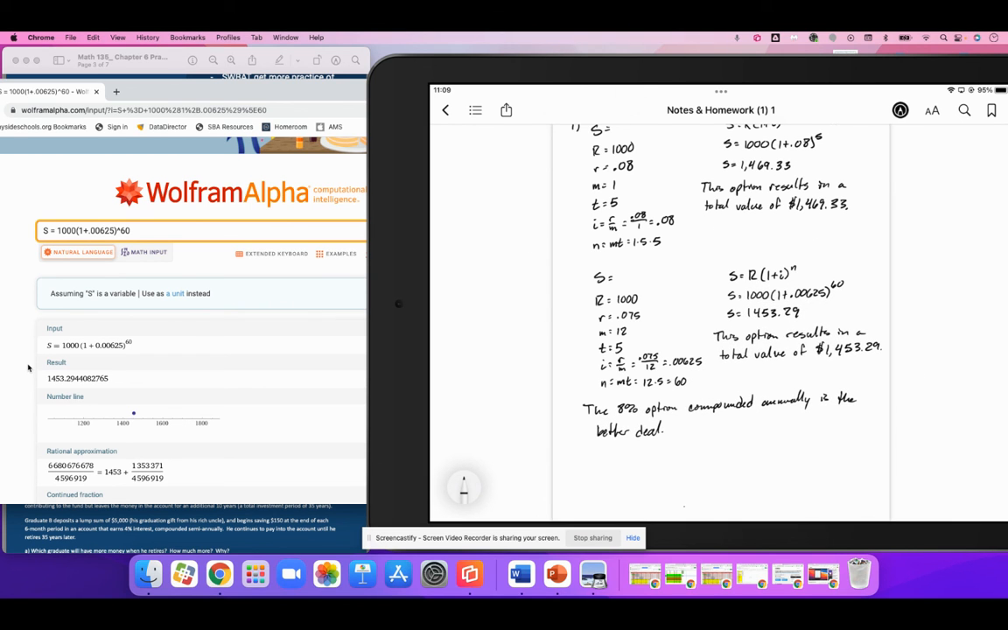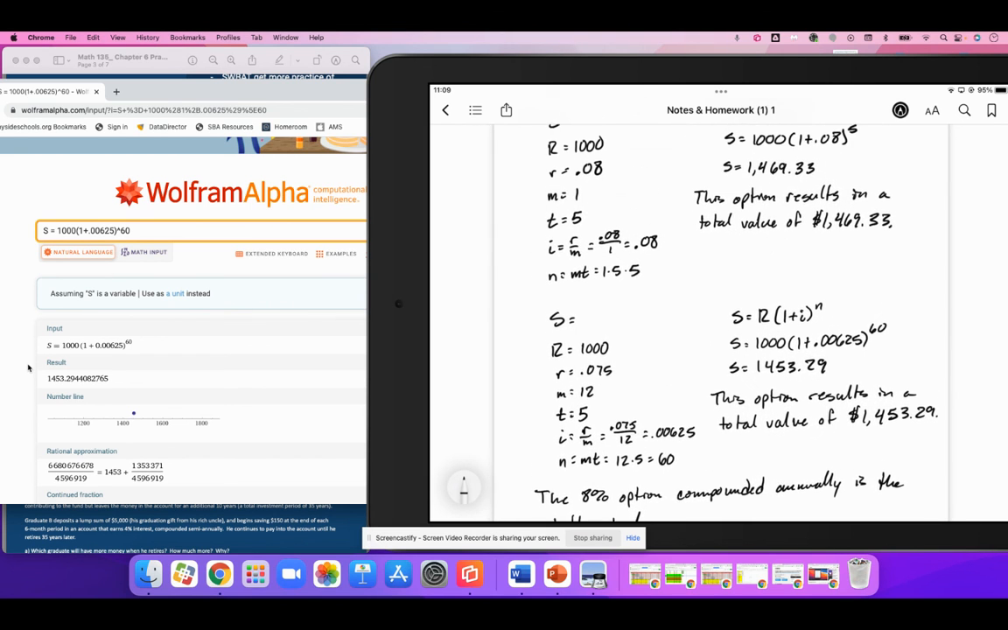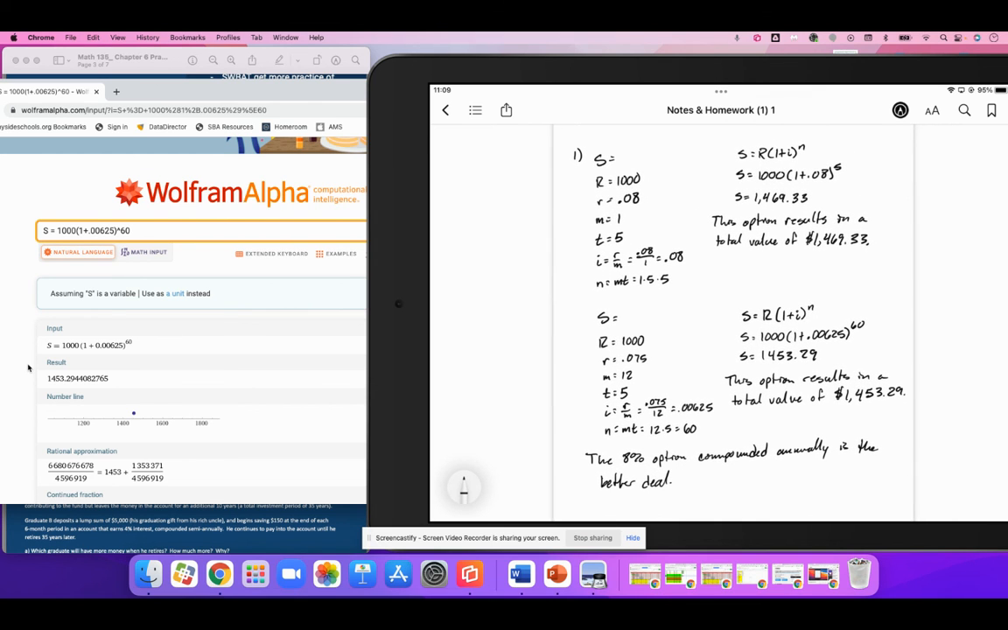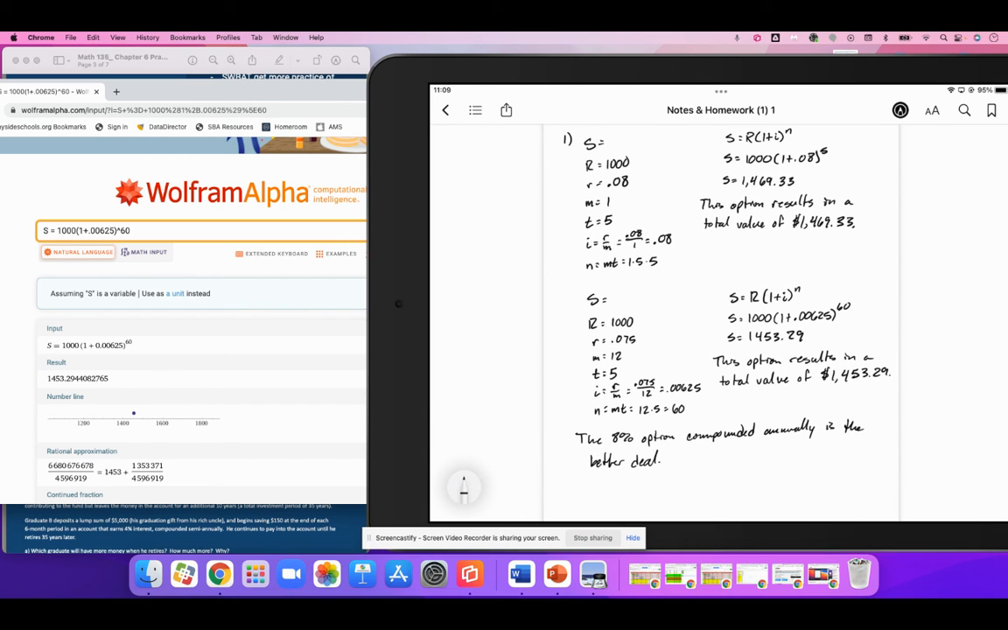Okay, and so in this instance, interest rate beats the number of compounding periods. It's not always going to be that way, but in this instance it is, and that's why it's important to know how to do this stuff. That's it for number one.